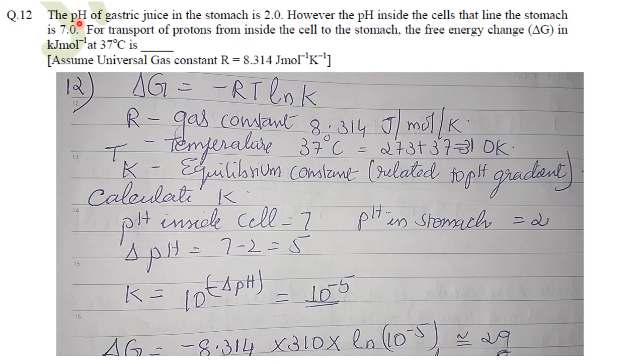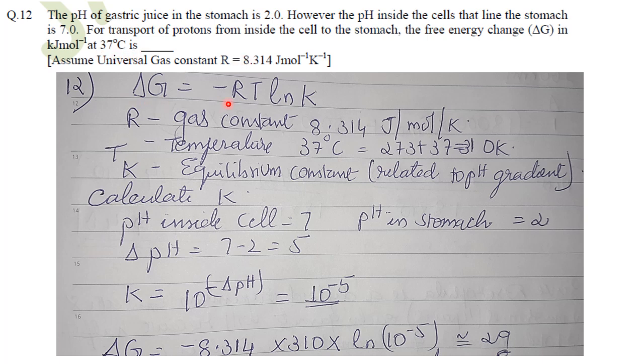The next one. The pH of gastric juice in the stomach is 2. However, the pH inside the cells that line the stomach is 7. So gastric juice is 2 and the cells that line the stomach is 7. For transport of protons from inside of the cell to the stomach, the free energy change in kilojoule per mole at 37 degrees Celsius is.